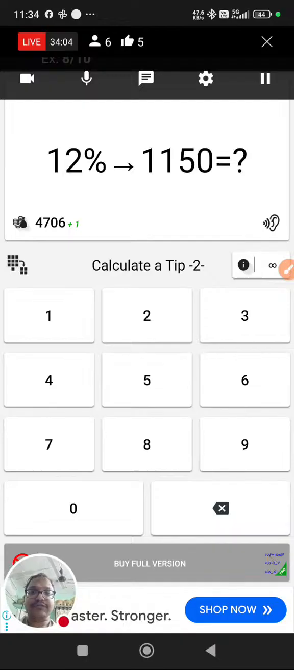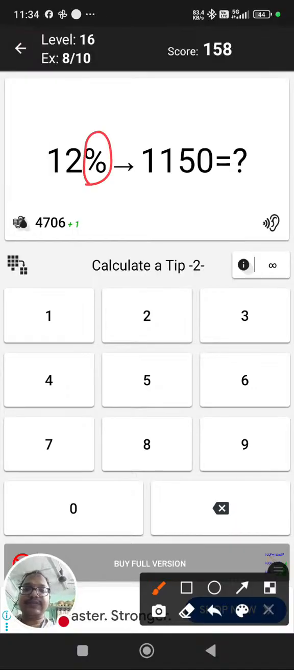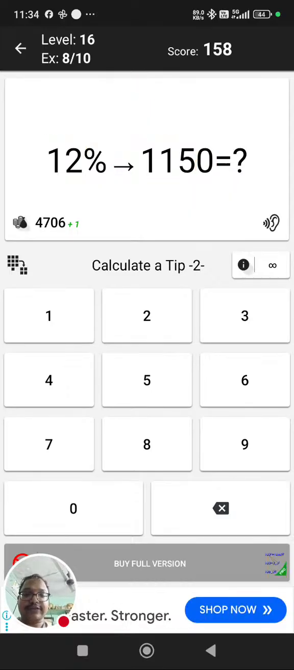Find the answer for this one. 12% of 11520. Here I can see a percentage, a single zero, a 5 multiple, a 2 multiple. So 2 6 times, 5 2 times 10, and 3 times. So answer for this question will be 6 into 23 times. 6 3 times 18, 6 2 times 12, 13. 138 is the answer for this one.